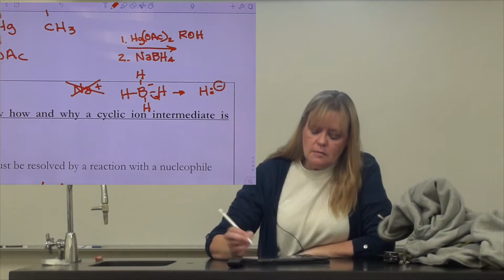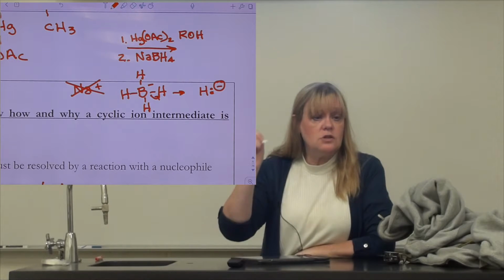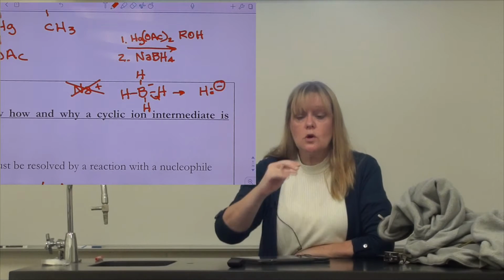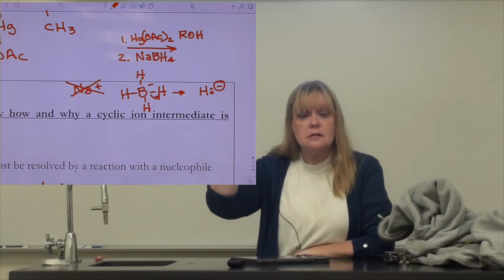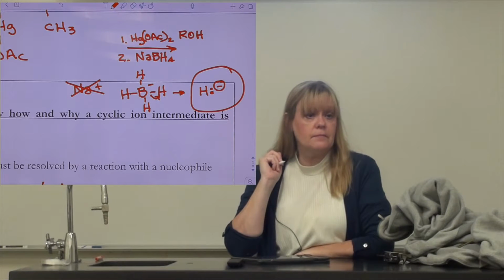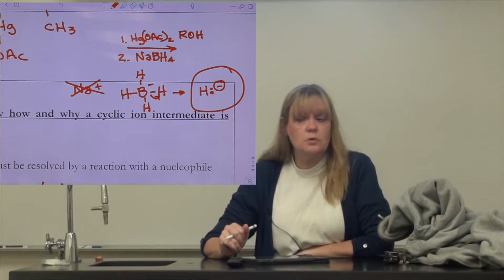So anytime you see NaBH4, you can just redraw it in your list of reactants as the hydride ion right here. That's the whole goal of what you're putting it in there for.